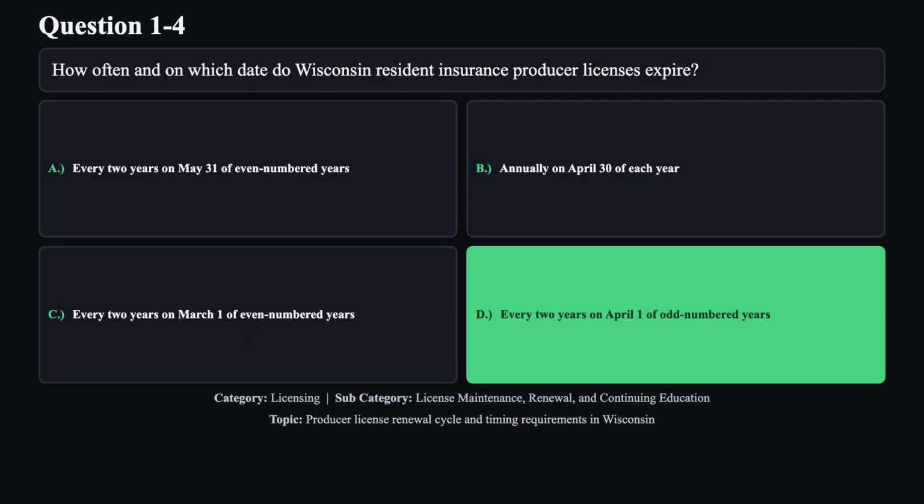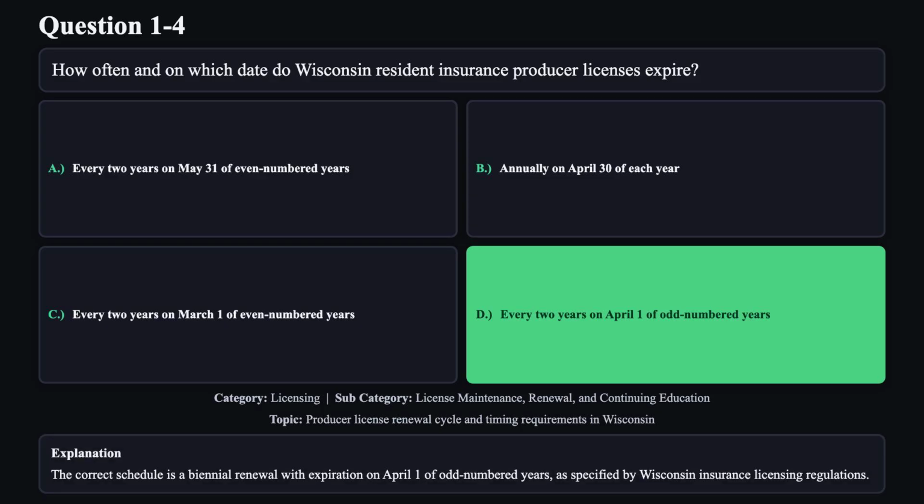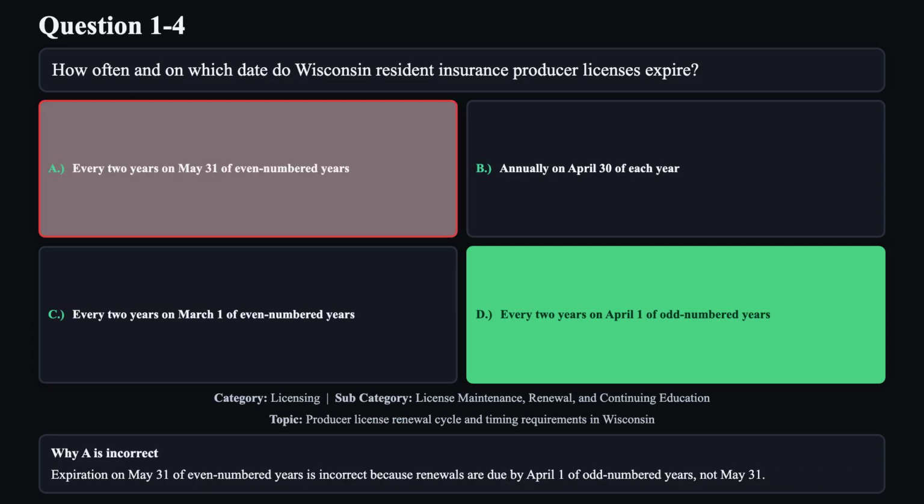The correct answer is D. The correct schedule is a biennial renewal with expiration on April 1st of odd-numbered years, as specified by Wisconsin insurance licensing regulations. Reason A is not correct.